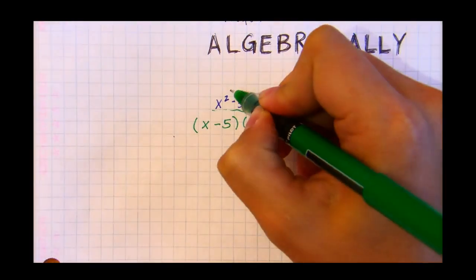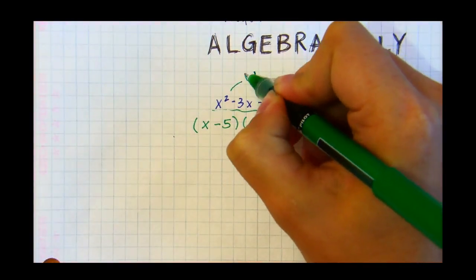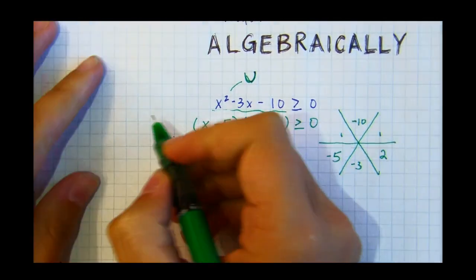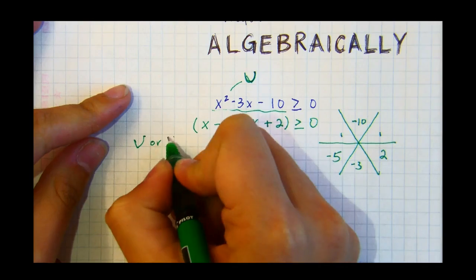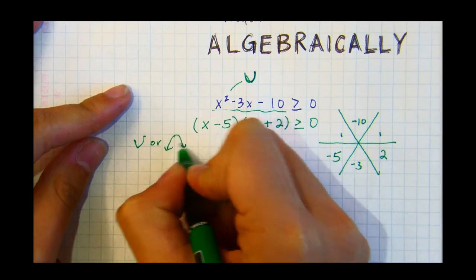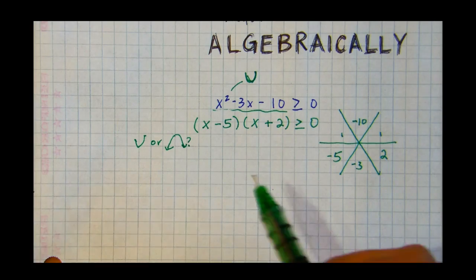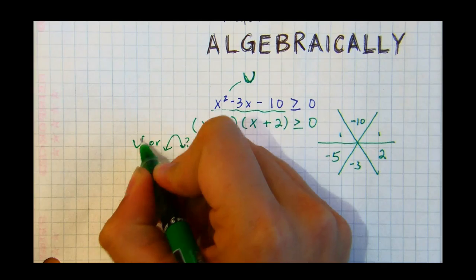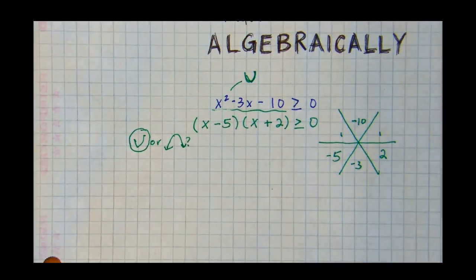Great, you should have said that I'm going to have some type of parabola. Now you want to ask yourself, is the parabola going to face up or down? Well, in this case, my x squared value is positive, so I know that my parabola is going to be facing up.